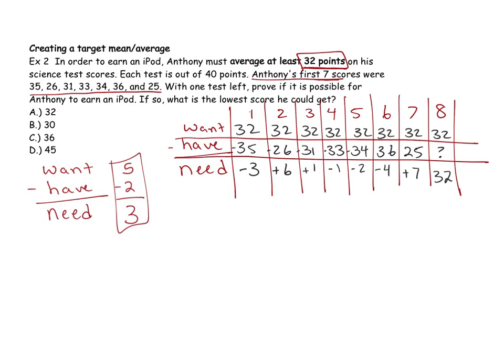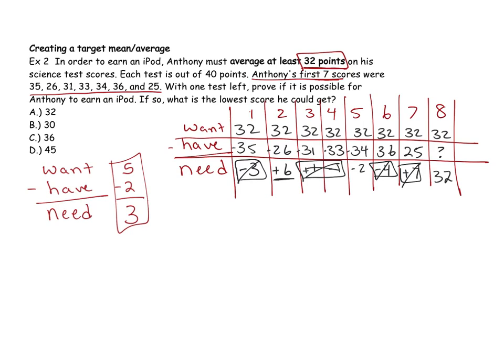We could just add all these numbers up, but I think that we could do some cancellation. Like if we look at these two numbers, positive 1 minus 1 is 0, so they cancel each other out. Negative 3 and negative 4 together make negative 7. They would cancel out this positive 7. So these two good scores of 36 and 35 make up for that poor score of 25.